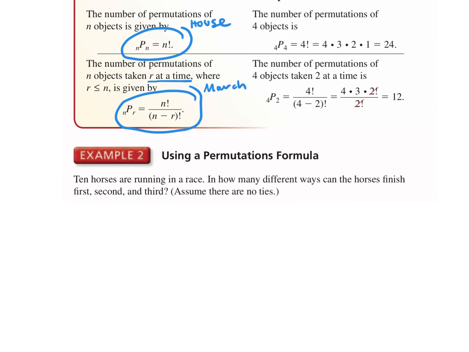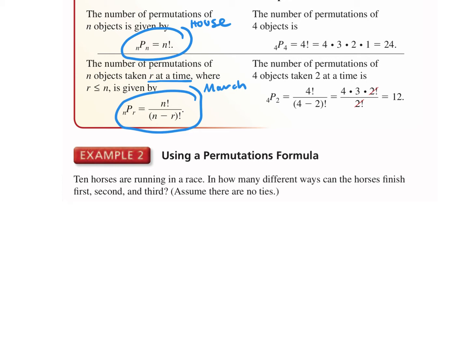All right, so let's look at example 2. 10 horses are running in a race. In how many different ways can horses finish first, second, and third? Assume there are no ties. We know this is permutations because in a race, the order matters. It's different if you get first, second, or third. Races are one of our examples of permutations, and anytime you see an example with a race, you know you're going to use the permutation formula.